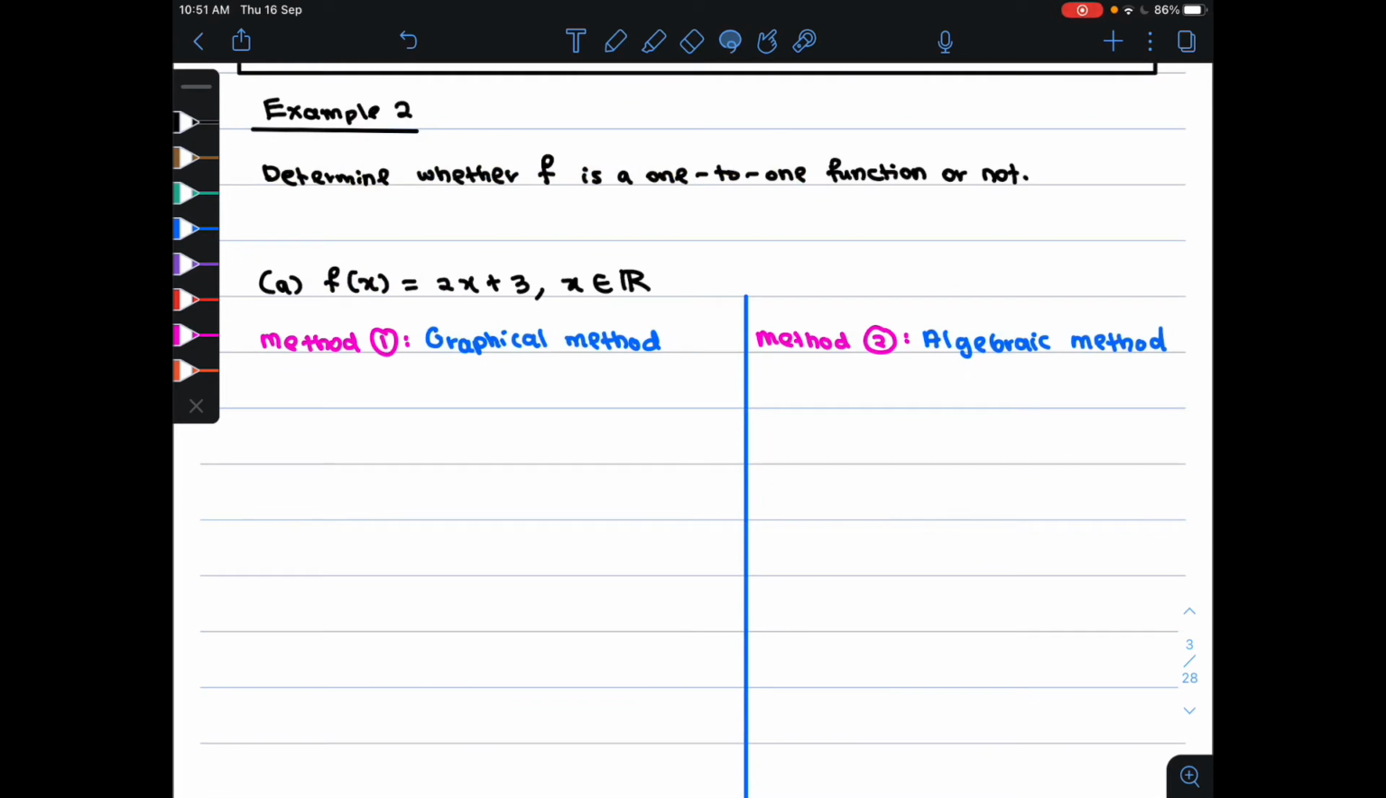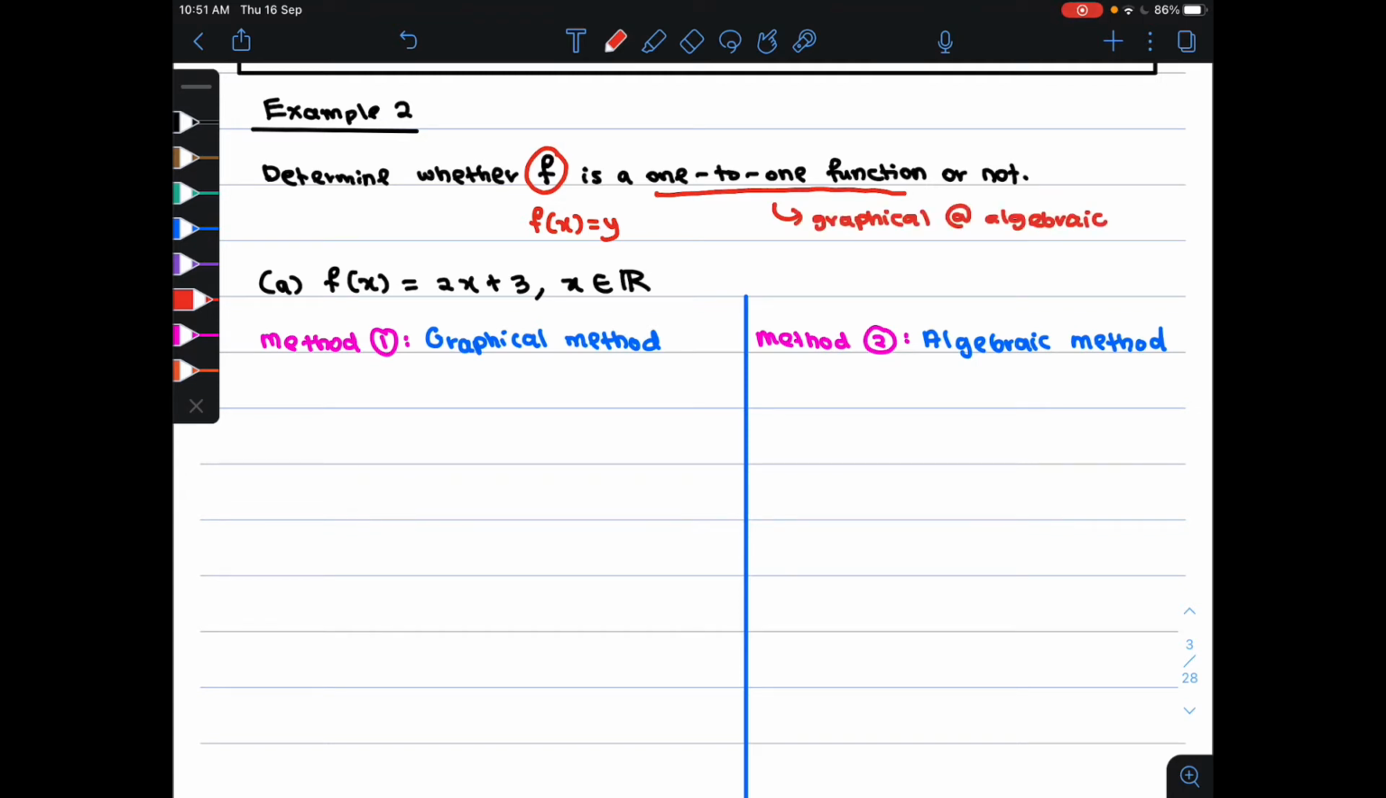Let's do example 2. Determine whether f, okay, f here maksudnya adalah function f(x). Ataupun kita boleh panggil dia sebagai function y. You need to determine whether f is a one-to-one function. So, kalau dia sebut one-to-one function, maksudnya kita ada dua method. Graphical ataupun algebraic. So, tengok soalan.